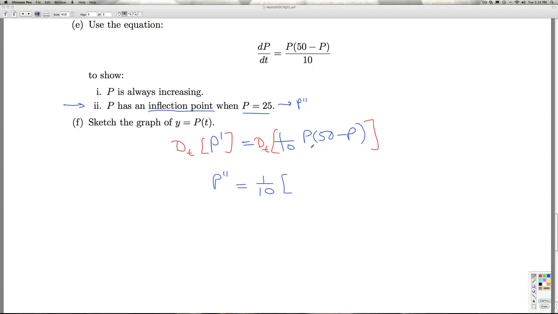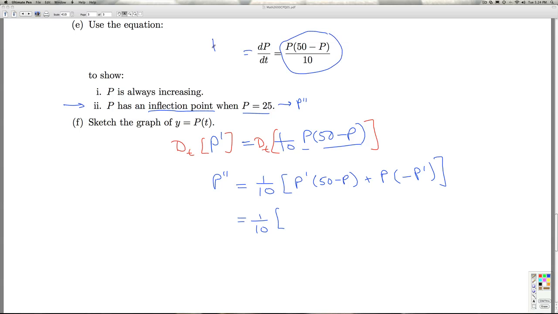And I take the derivative of this guy, which is a product of two functions of t. So the derivative of the first with respect to t, that's called p prime, times the second, plus the first function times the derivative of the second. The derivative of 50 is 0. That's negative p prime. That's 1/10. Now, to simplify this, I'm going to replace p prime with what I know it to be.